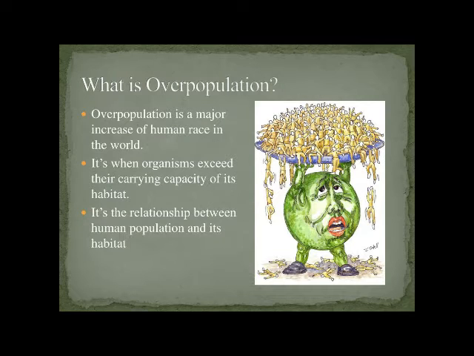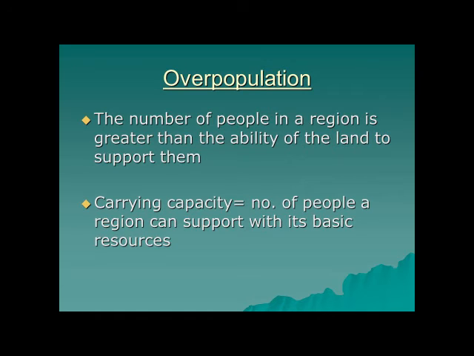Overpopulation is a major increase of the human race in the world. It is when organisms exceed the carrying capacity of their habitat. It is the relationship between human population and its habitat. In overpopulation, the number of people in a region is greater than the ability of the land to support them. Now, the carrying capacity is equal to the number of people a region can support with its basic resources.